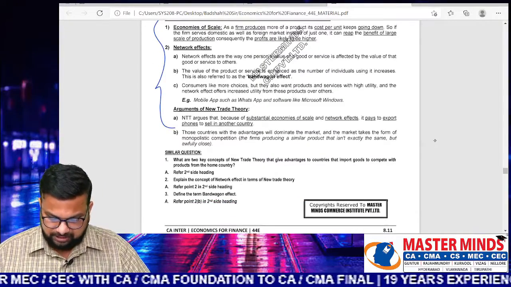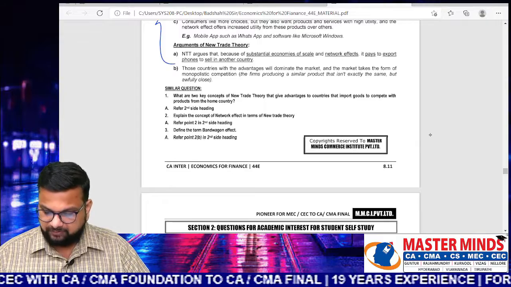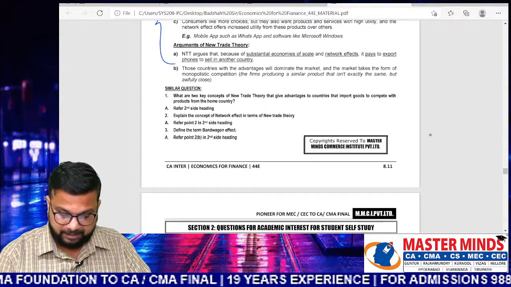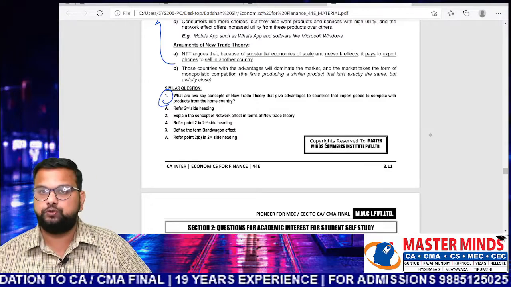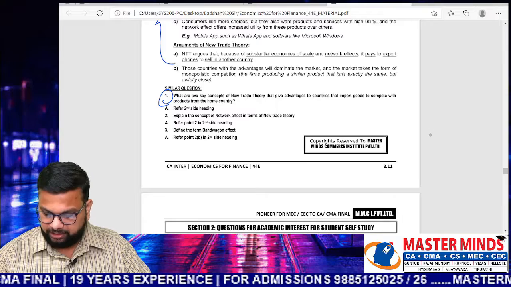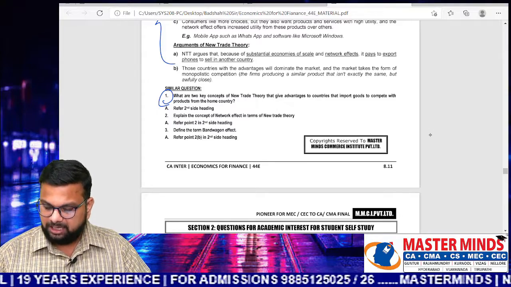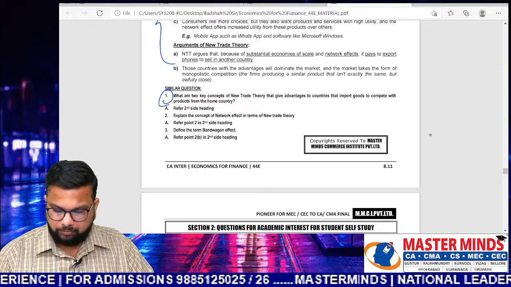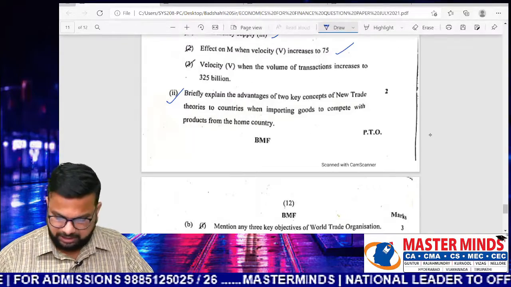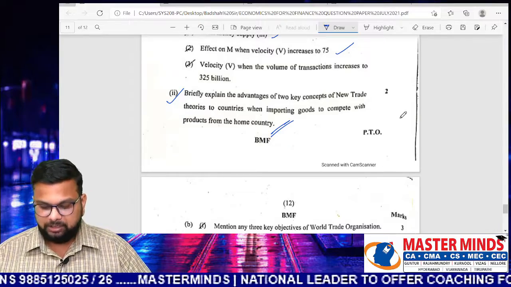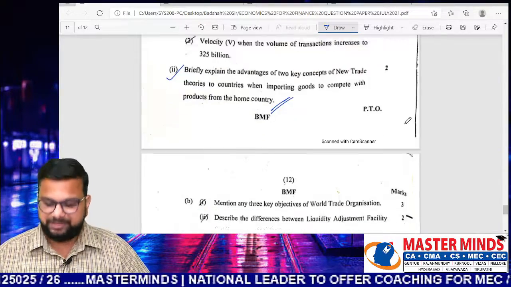If you look at the similar questions, Nana, the same question which is given in our question paper is given in our material also. What are the two key concepts of new trade theory that give advantage to countries that import goods to compete with products from the home country? The same question is there in our question paper also. So this is how good our Masterminds material is.